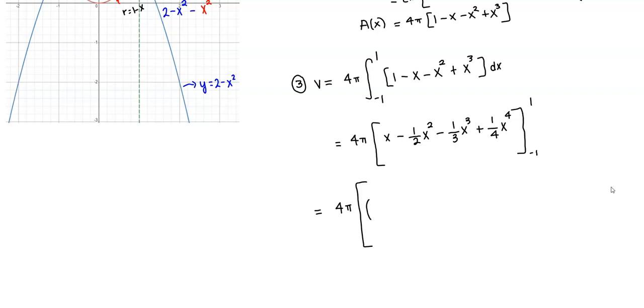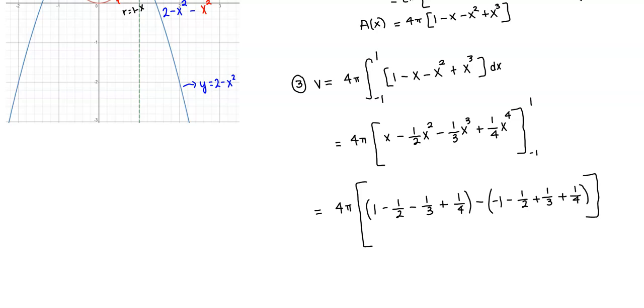So the first one, when we plug in 1, we're going to get 1 minus 1/2 times 1 squared, which is 1/2, minus 1/3 times 1 cubed, which is 1/3, plus 1/4 times 1 to the 4th, which is 1/4. Okay, minus. Now negative 1, so we have negative 1, and then minus 1/2 times negative 1 squared, which is positive 1, so that's minus 1/2. And then that's a minus. Well, negative 1 cubed is negative 1, so negative 1 times minus 1/3 is going to give us plus 1/3. And then plus 1/4 times negative 1 to the 4th, which is going to give us plus 1/4.